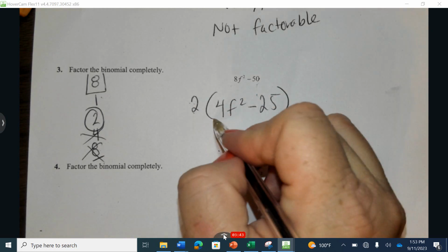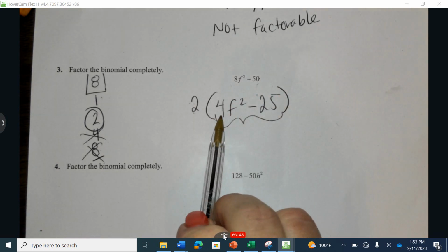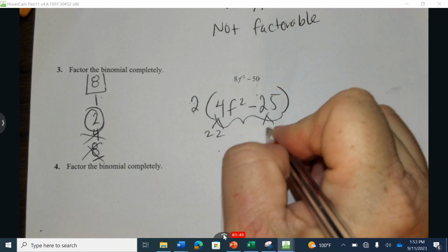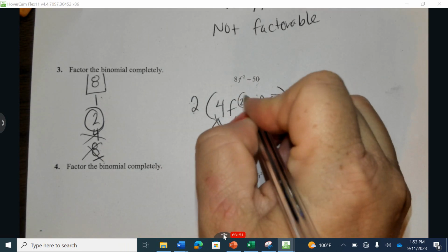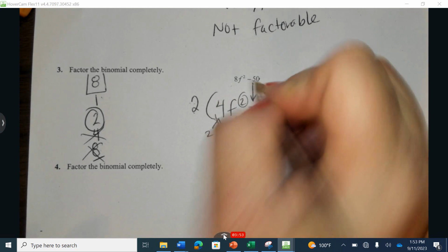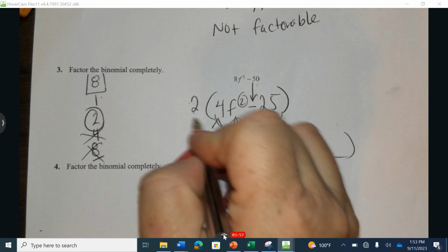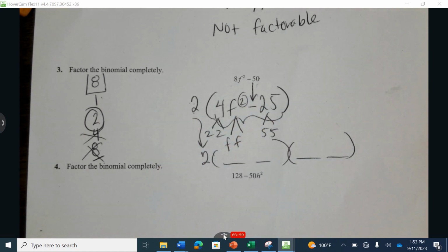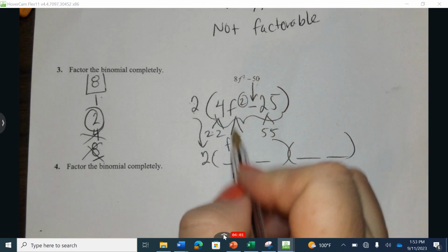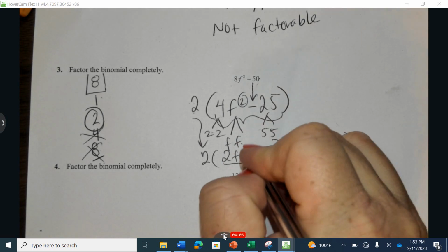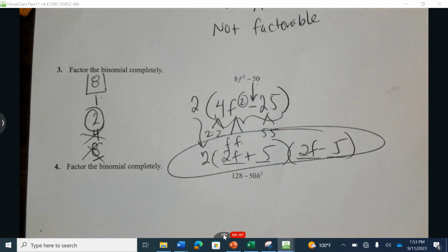Now I'll come back to this outside value later, but look, 4 is on the list up above, and so is 25. 2, 2, 5, 5. This is divisible by 2, and I have subtraction. So I have 2 parentheses. Don't forget about the 2 up front. And now the 2's and the f's come from the front. The 5 comes from the back. One is positive and one is negative.